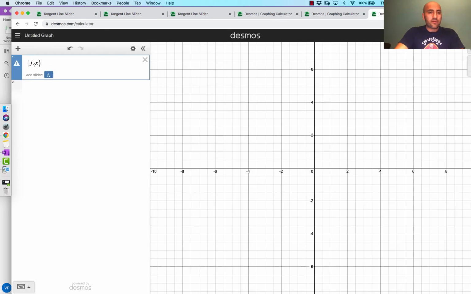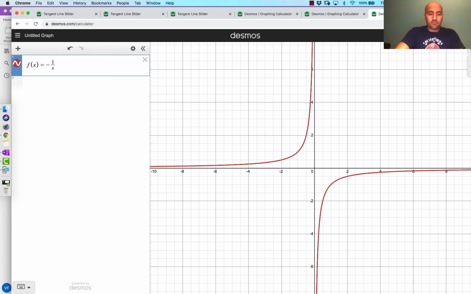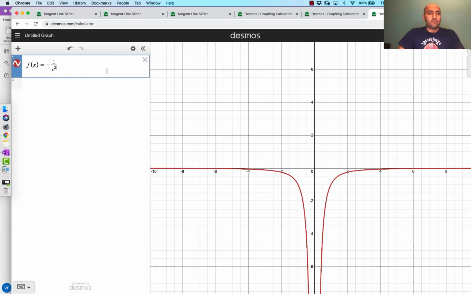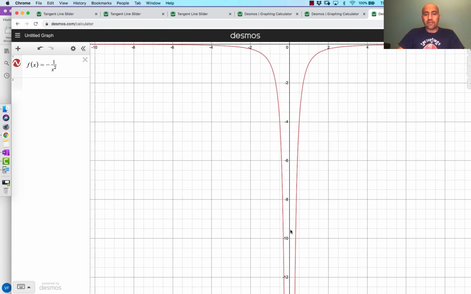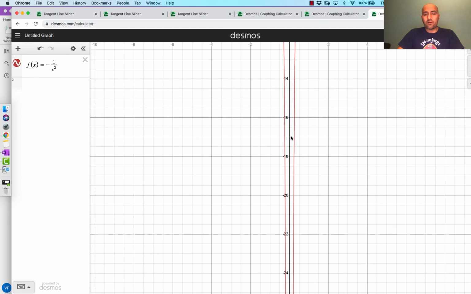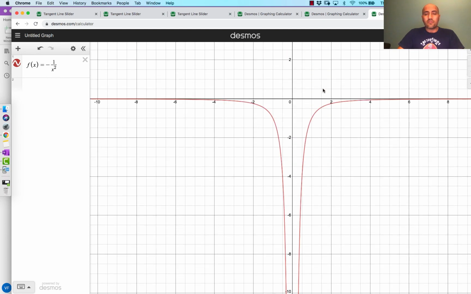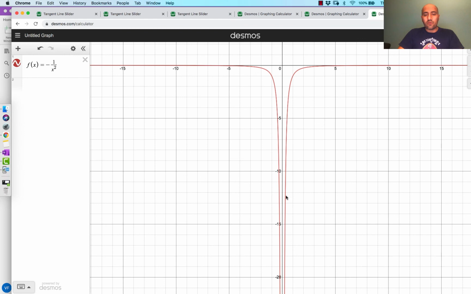So at f of x, here it is. f of x equals negative 1 over x squared. And we can see that it is growing toward negative infinity, right? It just keeps getting narrower and narrower and narrower, but it just keeps growing toward negative infinity. So as I let x values get closer and closer and closer to 0 from either direction, my output values are going to grow toward negative infinity. If I zoom out a little bit more, it'll grow down toward negative infinity. Good. Okay.